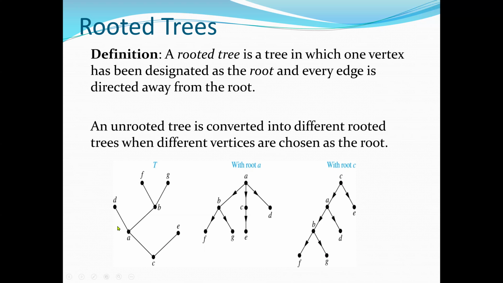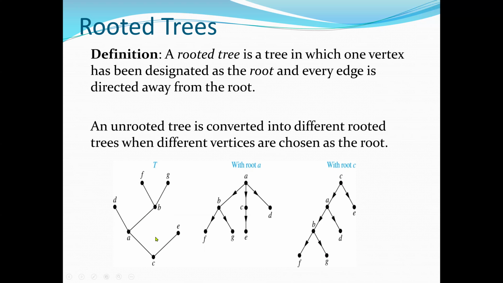But the first one is a tree also. There's no simple circuit here. If, for example, D is connected to F, we may have a simple circuit, then it's not a tree. But as we can see, this is a tree. But this is not a rooted tree.